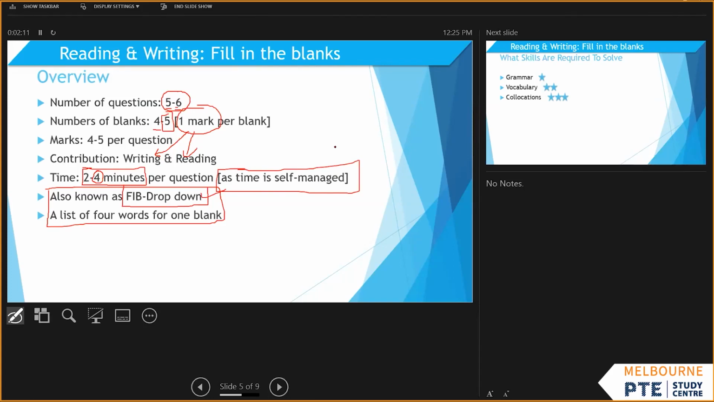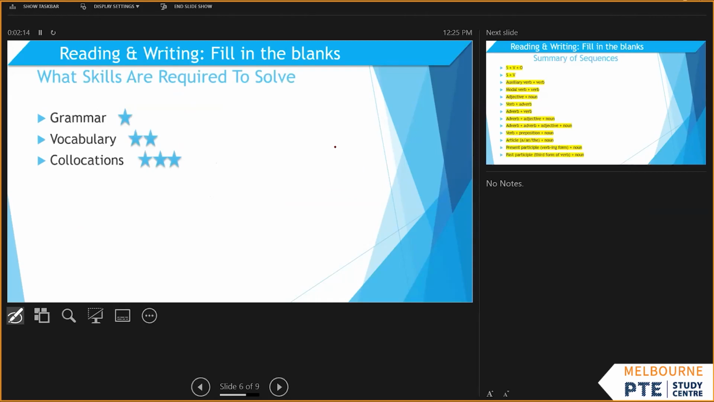All right. So now if we talk about the weightage of skills, grammar would be least important, but it will help you in some questions. It would then be more of meaning. And majorly, it would be on collocations. Now it's 12:25. We will do just a couple of collocation exercises and then we will do some reading and writing FIB questions.